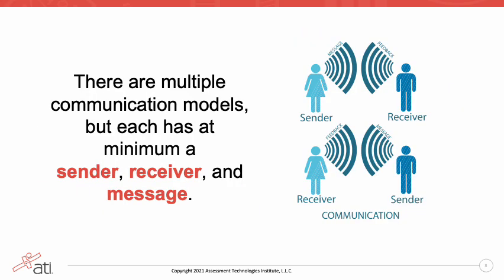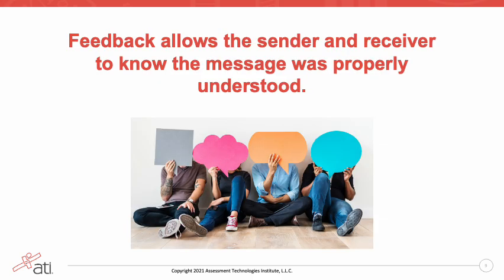Now that you've read the notes for the different types of communication models, please note that there are multiple models, but each model has a sender, a receiver, and a message. Feedback allows the sender and receiver to know the message was properly understood. That's why I say, does that make sense? A lot of times when I am lecturing in person, I'm trying to get your feedback to make sure that you understand what I was saying.